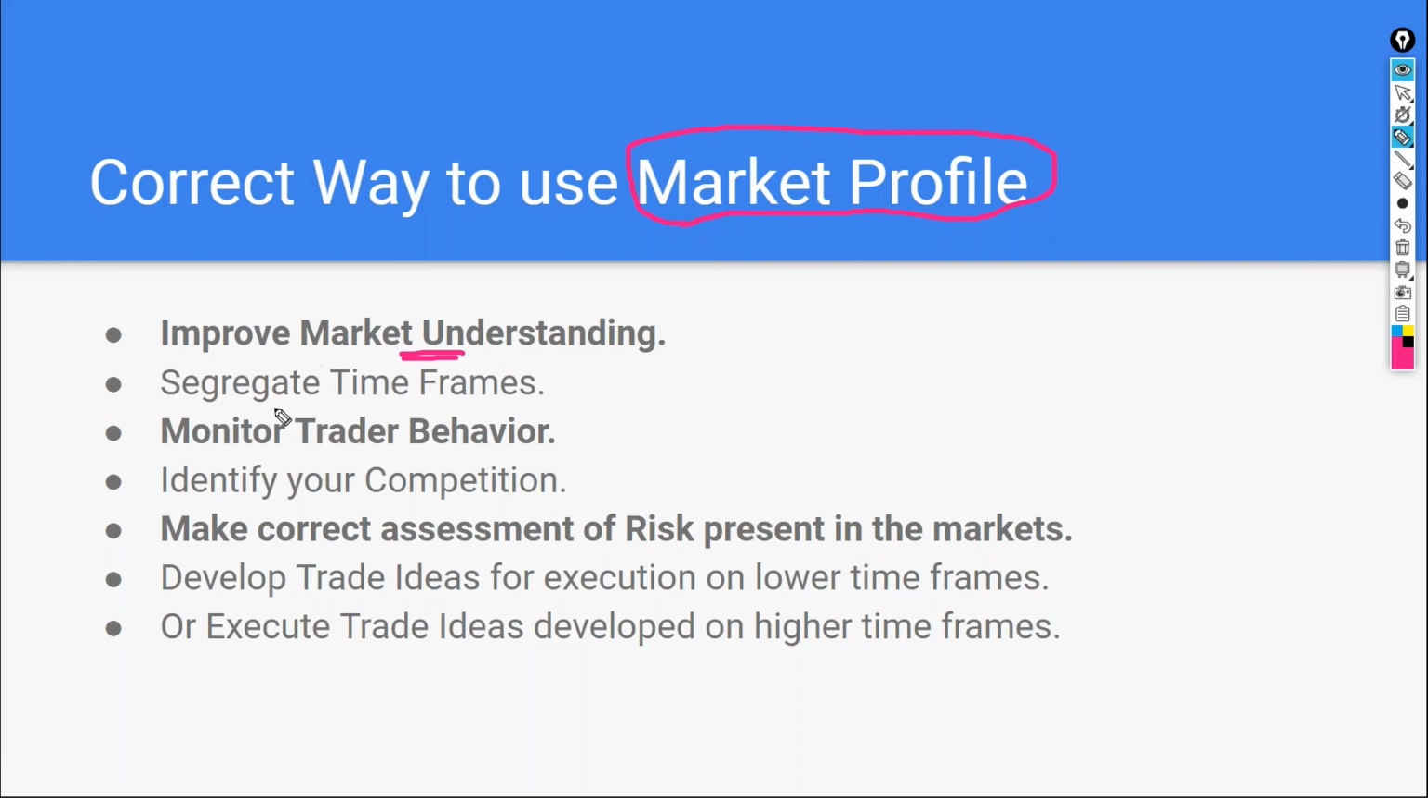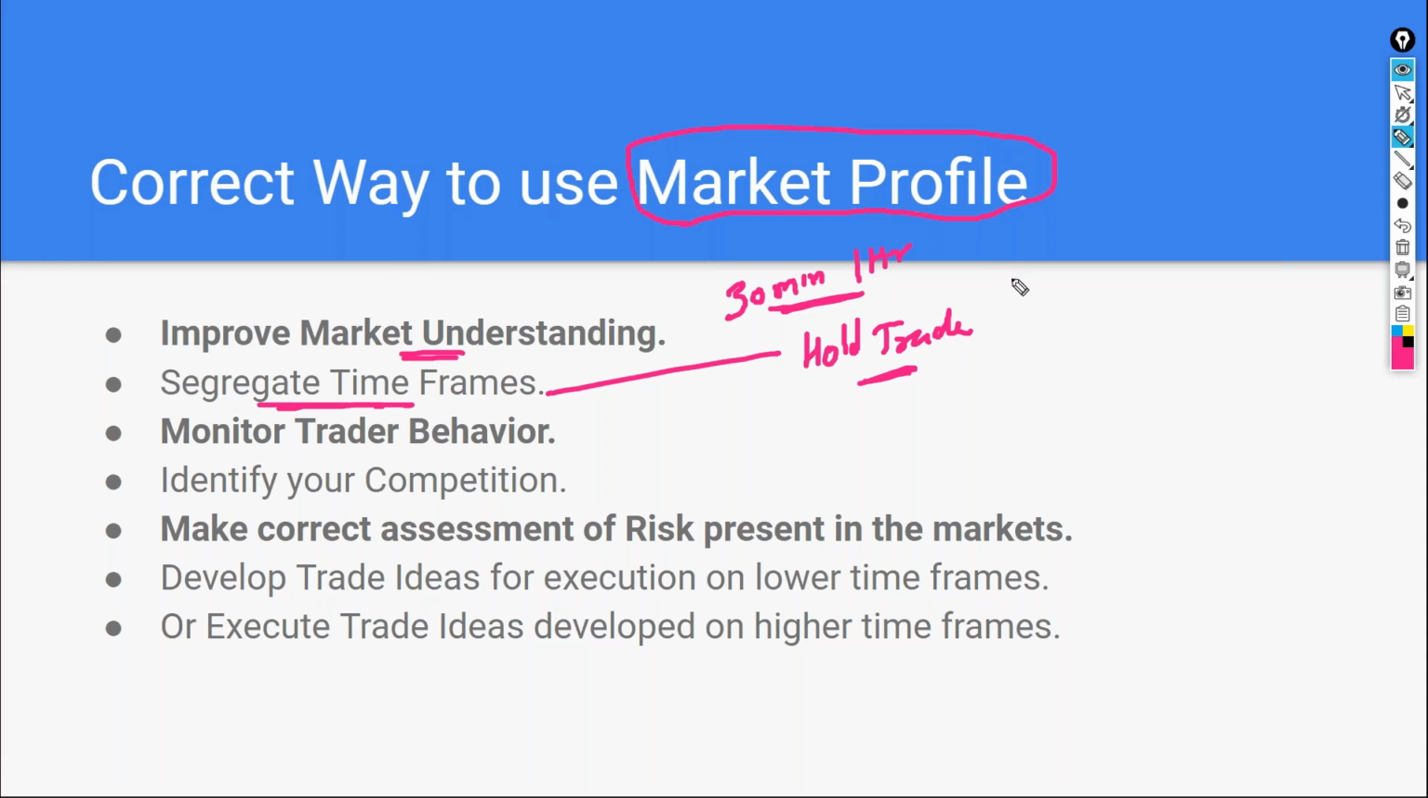The second way I use market profile is to segregate time frames. Now many a time there is a big confusion about time frames. People believe that the 30-minute chart, the 1 hour chart that they are plotting is their time frame. No, your time frame is how long you're going to hold your trade. So Warren Buffett has an infinite time frame because he's going to hold his stocks forever. He's not looking to sell.